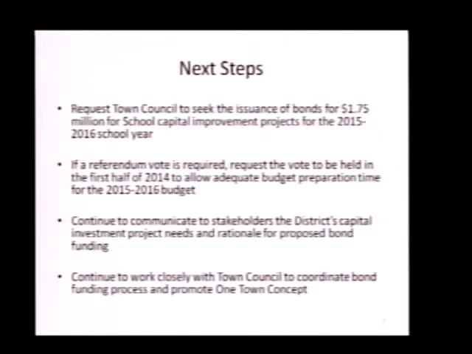So if you look at the next steps, obviously the first step would be to request the Town Council to seek the issuance of bonds for $1.75 million for school capital improvement projects. Two, if a referendum vote is required, we would request the vote to be held in the first half of 2014, in time for adequate budget preparation time for the 2015-2016 budget.